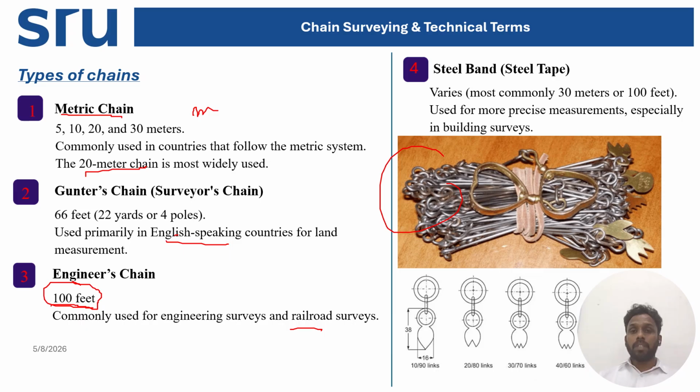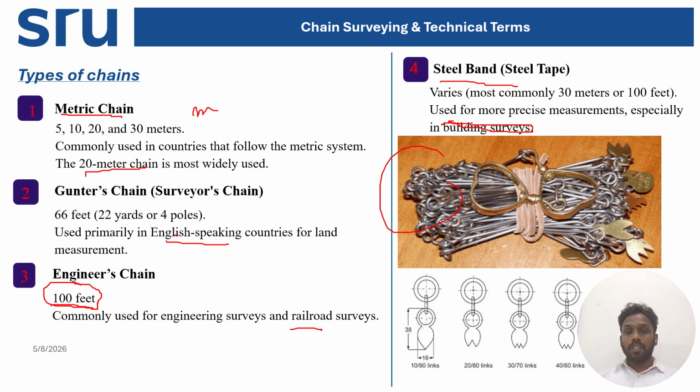So it is very precise when compared to your chains here. Your steel band is very precise because the measurement will be near to millimeters. You can measure the distance near to millimeters, which is very useful for a precise measurement when you are dealing with building surveying, right? So in building surveying, if you are using this steel band, it is very precise to calculate the distances.